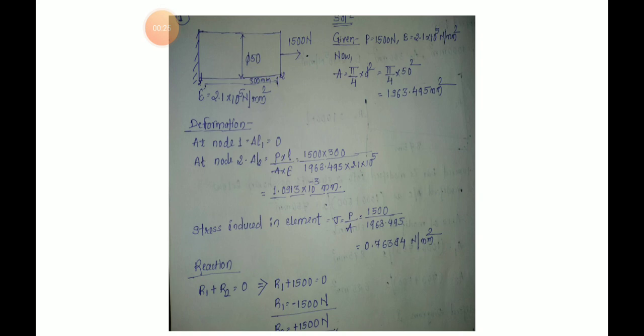There is a bar which has a diameter of 50 mm, length of 300 mm, and a tensile load of 1500 newton is applied at one end and one end is fixed. As per the given data, we have P, that is load applied, as 1500 newton. Of course it is plus because it is tensile. Similarly, we have E, that is the Young's modulus of the material, as 2.1 into 10 raised to 5 Newton per mm square.